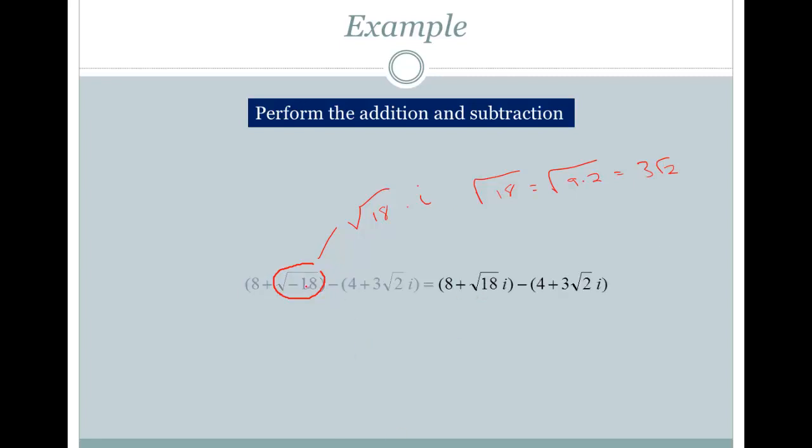Here's the first one. I pull out that negative sign, and there it is. That's my i, because square root of negative 1 is i. Now I'm going to simplify square root of 18, which is 3 root 2. And now I just have a simple subtraction problem. I'm going to subtract the real part, and I'm going to subtract the imaginary part. Note that these two are just going to cancel, and I'm going to be left with 4.